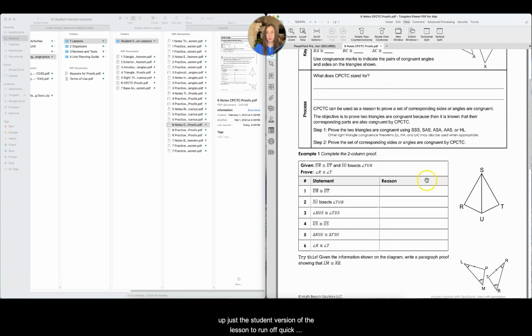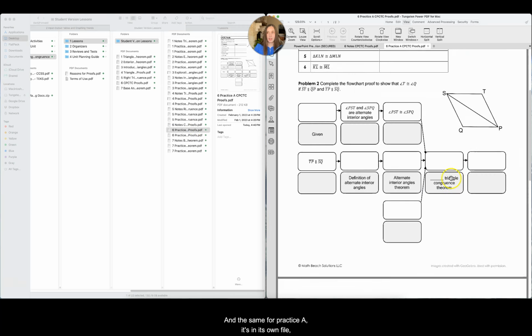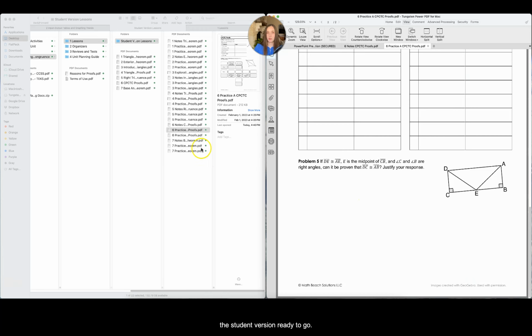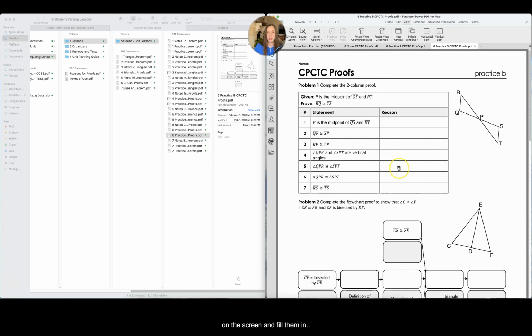So I can open up just the student version of the lesson to run off quick copies, or if you have to send it to the print shop or something like that. And the same for practice A, it's in its own file, the student version ready to go. And for practice B, you could also pull these up on the screen and fill them in. That way you don't accidentally show your key to the students if you don't want them to see that part at that point in time.